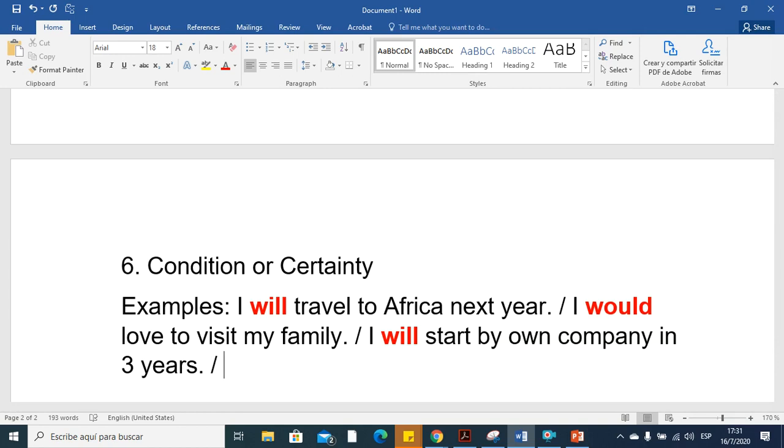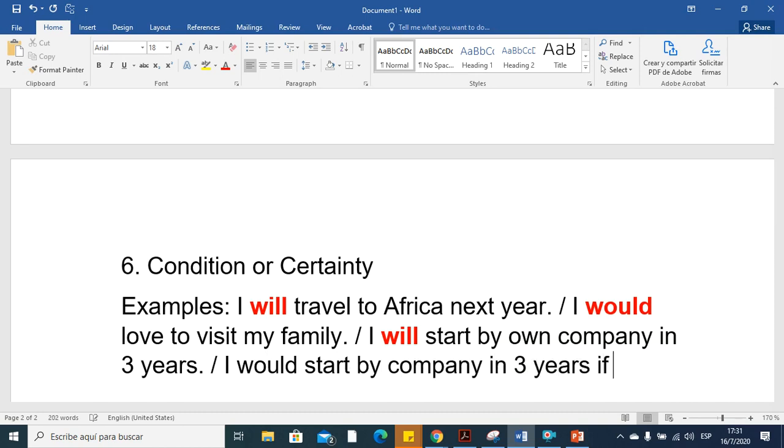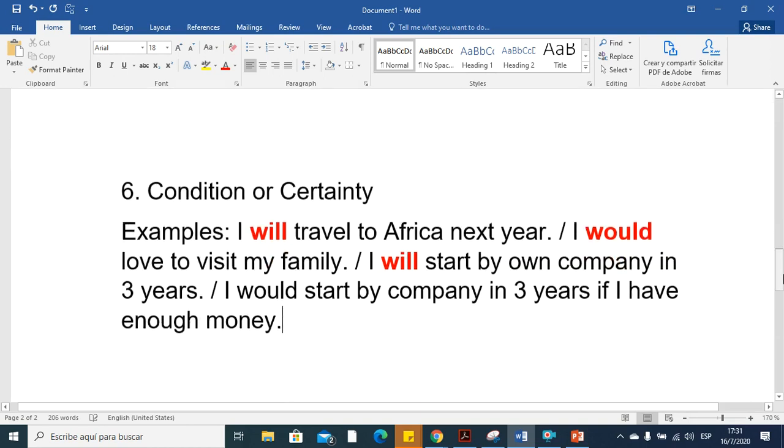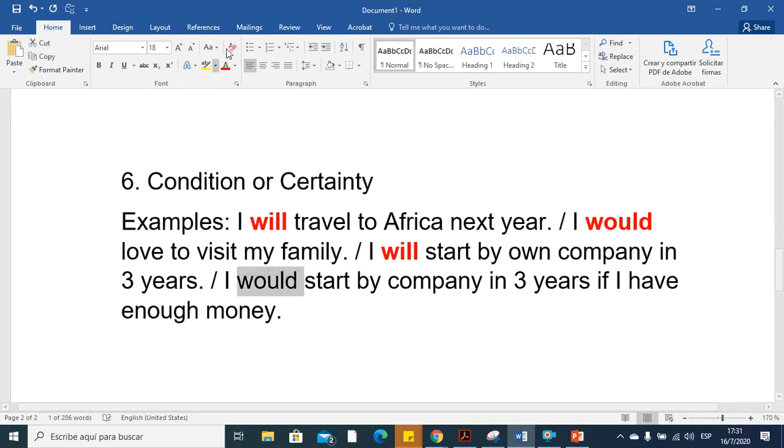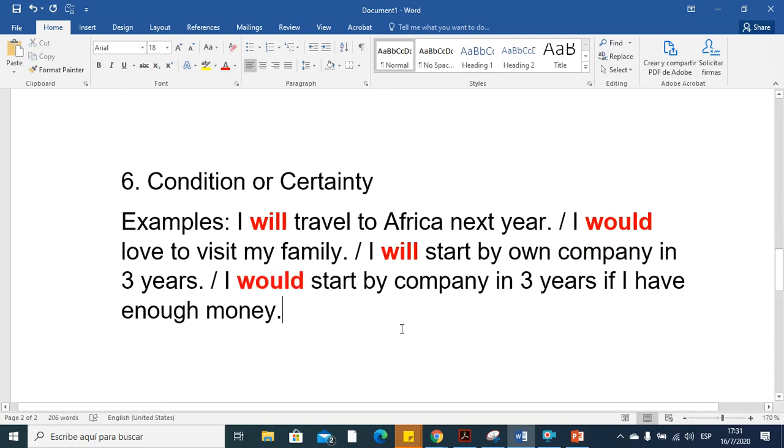Now, if you wanted to use a condition, you could say, I would start my company in 3 years if I have enough money, for example. We will not focus that much on these type of sentences yet, but this is just to show you an introduction to something that's called zero conditional. And basically zero conditional is this that we have in here. This is a conditional.